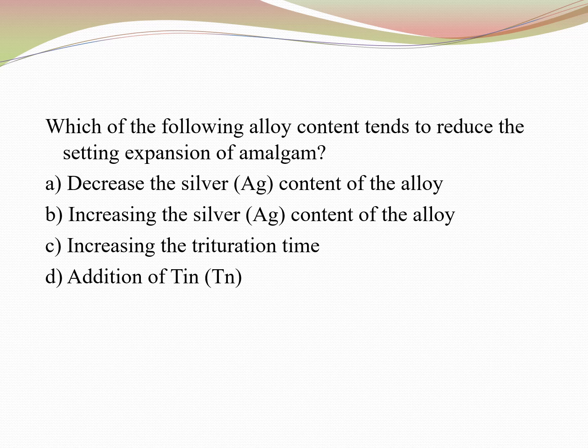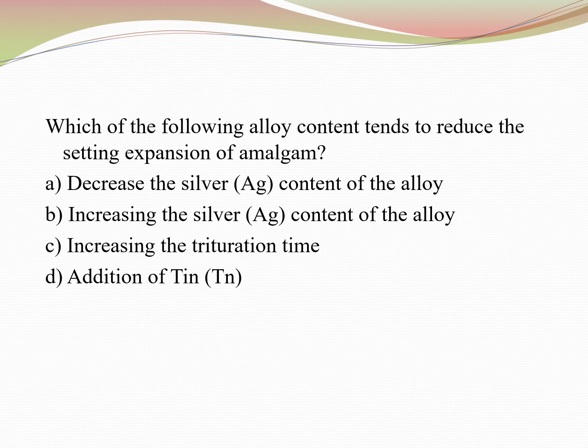Which of the following is an alloy change that tends to reduce the setting expansion of amalgam? Decrease the silver content of the alloy, increase the silver content of the alloy, increase the trituration or the mixing time. Remember, trituration means mixing. Or addition of tin.